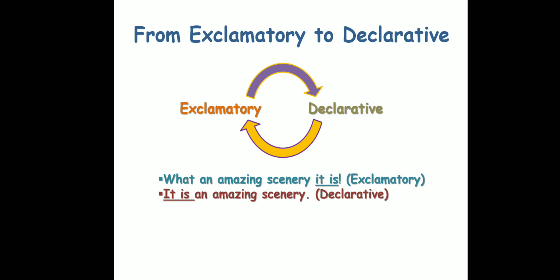Now we will not repeat the word what in the declarative sentence, because what is a way to denote emotion over here. It is not asking a question, it is denoting your strong emotion for the scenery. So if it is what an amazing scenery it is, we will write it is an amazing scenery. In the first one, we are expressing our emotion for the scenery, whereas in the second one, we are just stating information for the scenery, that it is an amazing scenery. All right, so this is one way of doing it.